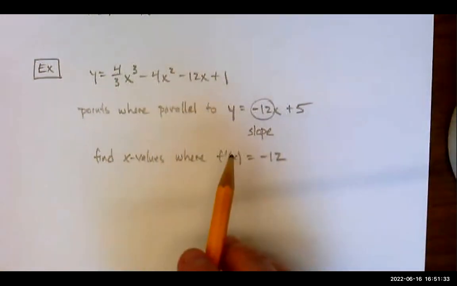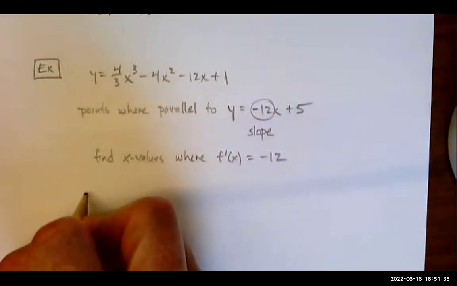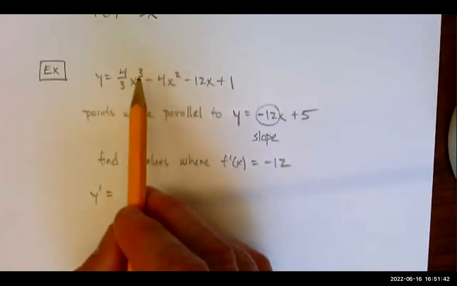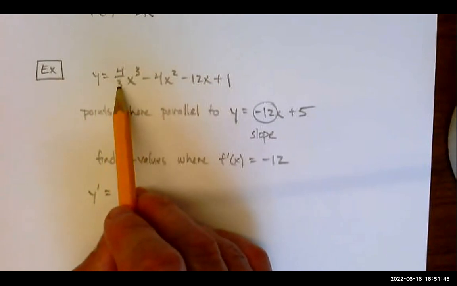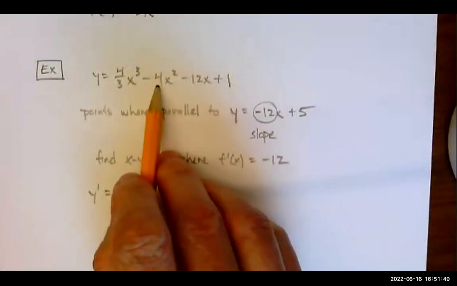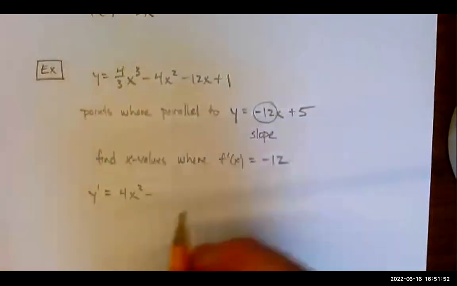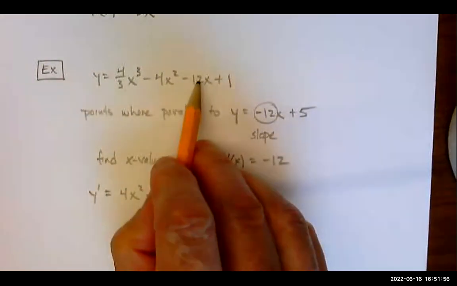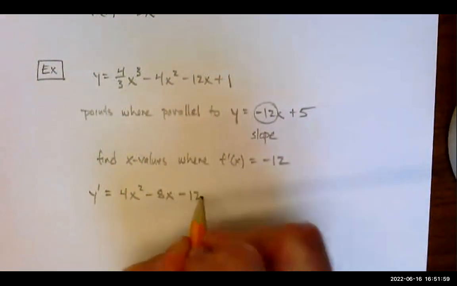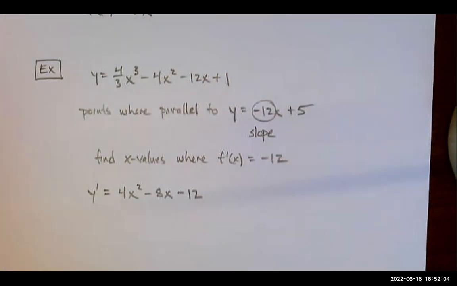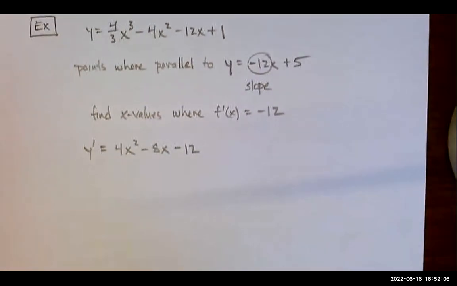Okay, let's check it out. Now I called it f prime here, but y, let's call it the derivative y prime. What is y prime? Well, using our rules, let's see, 4/3 x to the third. The 3 multiplies and it cancels the other 3. So we have 4x squared minus, this would be 8x minus, that derivative is 12, and the derivative of the +1 is 0. Okay, so far so good.